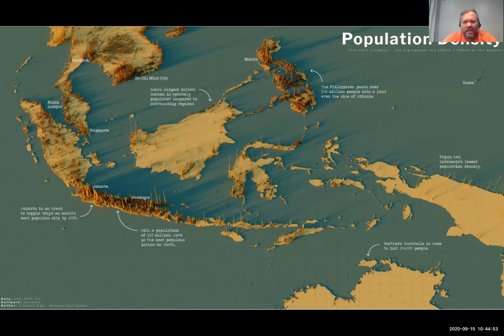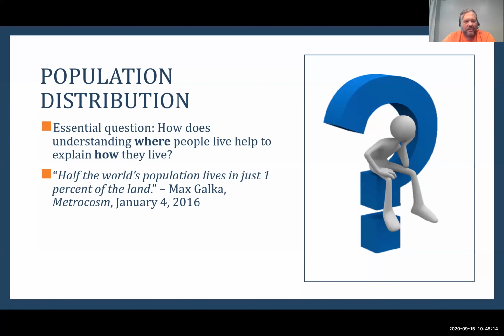All right. This is showing us, I guess, Southeast Asia. So Ho Chi Minh City. Here's Bangkok up here. This is Indonesia down here. So you can see a very high concentration there. Not many people there. And so, again, distribution and density. All right. This is a pretty interesting quote here: half the world's population lives in just 1% of the land. And so that would be a distribution and density thing as well.